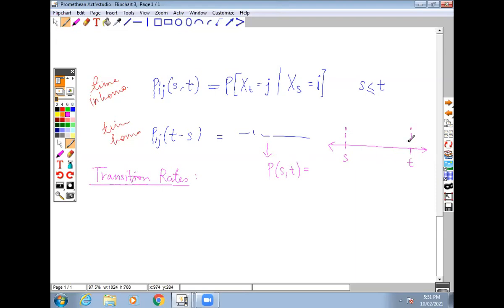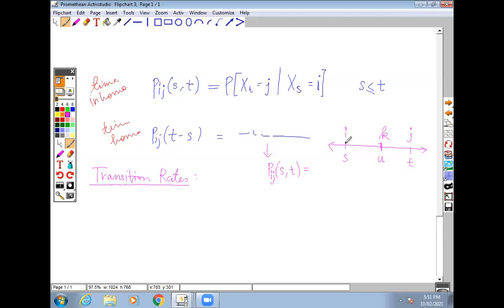S, I, T, J. And then you plot some particular time in between, which in this particular case we are going to call small u. So this is what we use as our intermediate step. And let's just say that we are in some state K at time u, which falls in between S and T for sure. So if I want to figure out P of S comma T, which is just exactly like this, maybe I should just write I, J here as well.